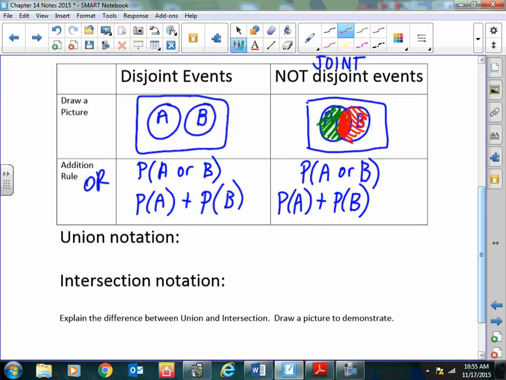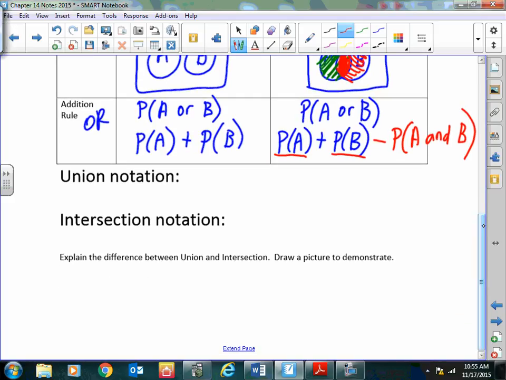So if I just add the probability of A plus the probability of B, I have too much information. I have overlap. So I would need to take off one set of overlap. That's the A and B portion. I need to take away one of those overlaps because it got double counted. All right? We'll start this when we do some Venn diagrams, and we'll start that on Thursday.